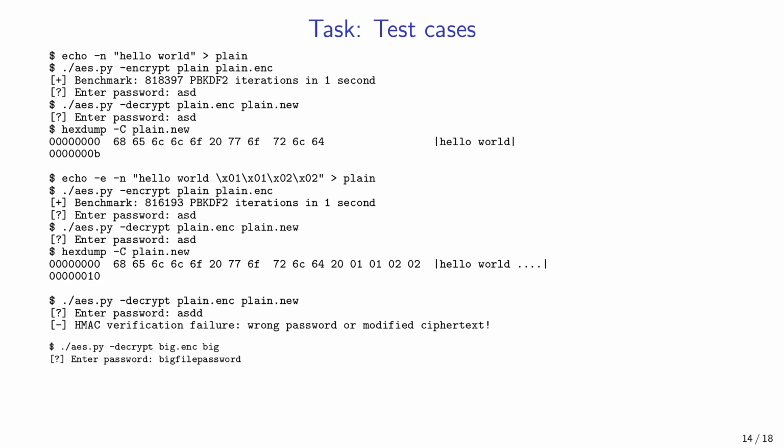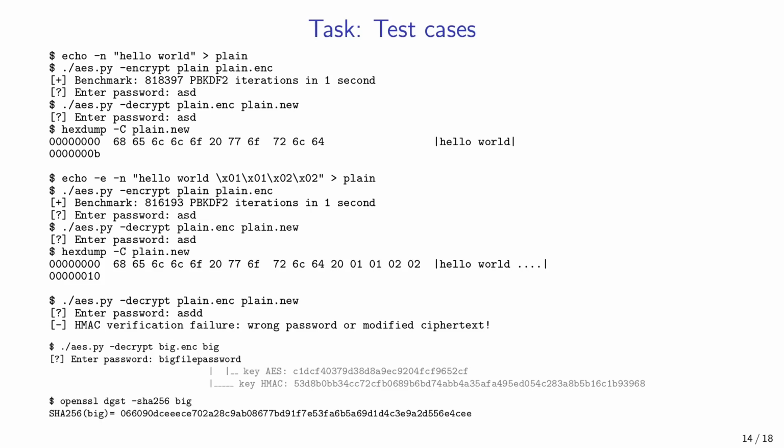And decryption of a big file to verify that our code handles everything correctly. So this big.enc file is available in the course repository. We have to use this specific password to decrypt this file. And here it shows the AES and HMAC key, which you can use for debugging to verify that your code derives the keys correctly. In the case of a successful decryption of this file, the SHA-256 hash of the plaintext should have this specific value.